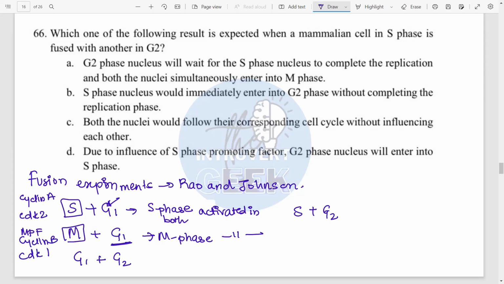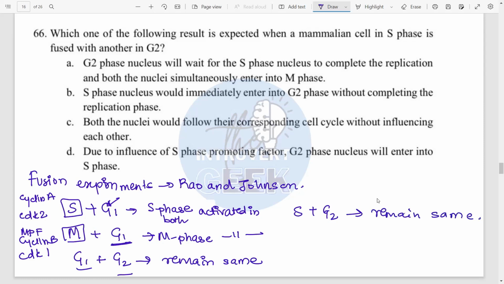Then when they fused the G1 to G2 phase, the cells remained the same. There was no difference. This was still in the G1, this was still in the G2, because none of them had any activating factors. When the cell that was in the S phase was fused with the cell in the G2 phase, it still remained the same.